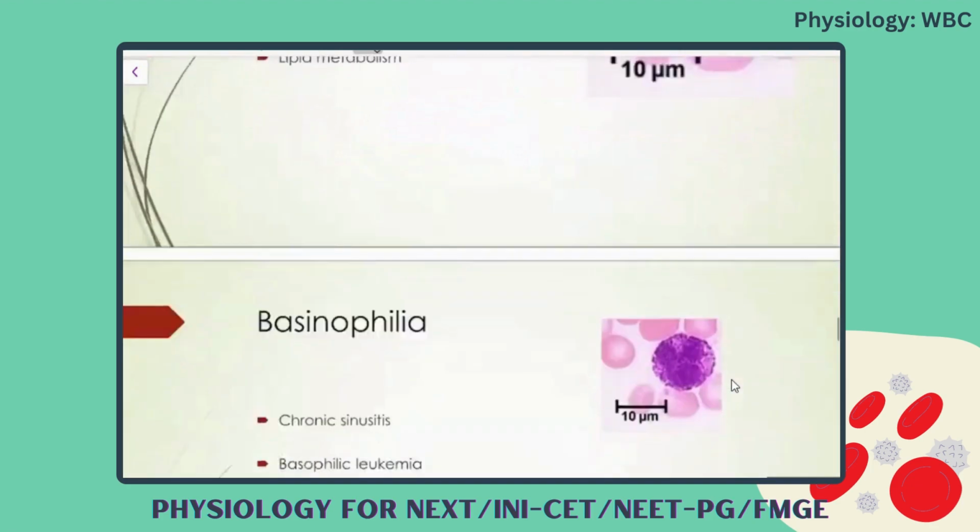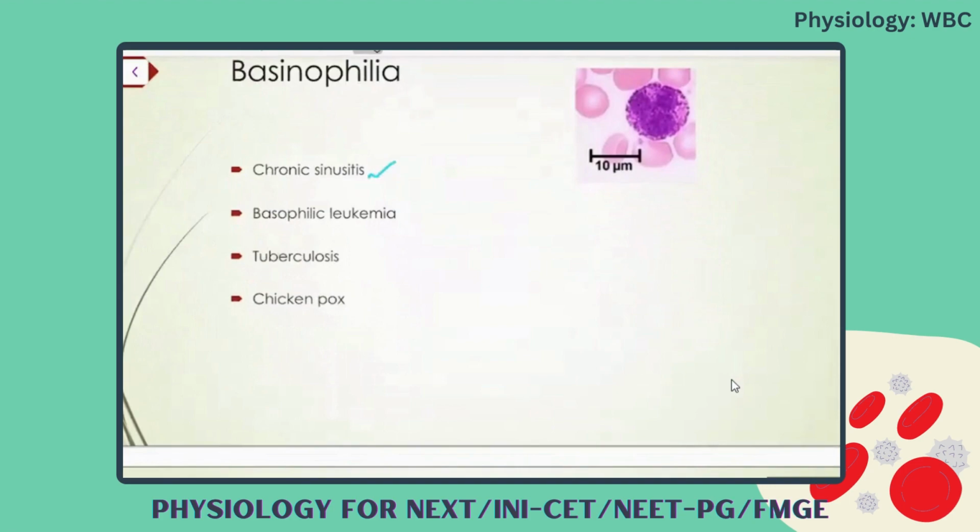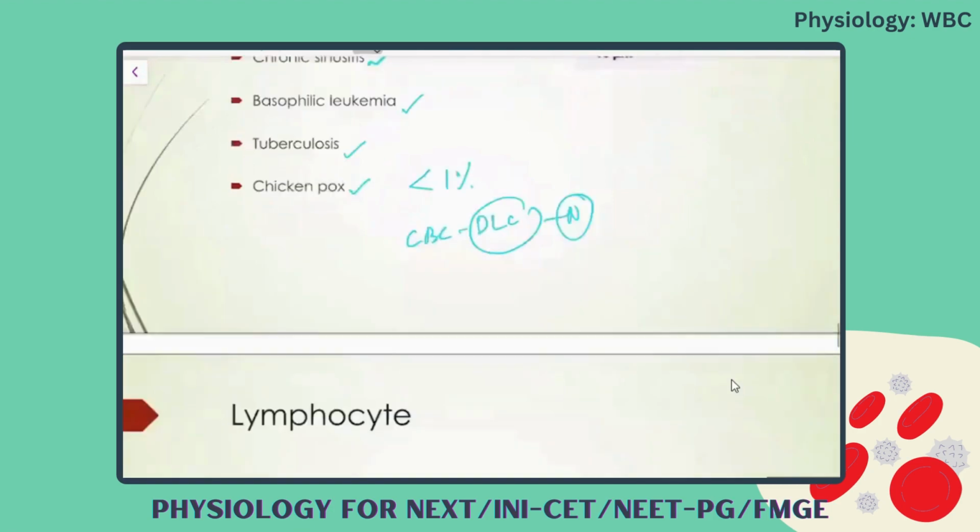And now coming to the variations in case of chronic sinusitis, basophilic leukemia, tuberculosis, chickenpox. Some few exceptional cases you will find basophils. The normal count of basophil is less than 1%. So you will not see even a single basophil when you are ordering the CBC, differential leukocyte count, normally. If you find basophil, it indicates the presence of allergic substances, mast cell has been enhanced. That is the indication if you find basophil count.